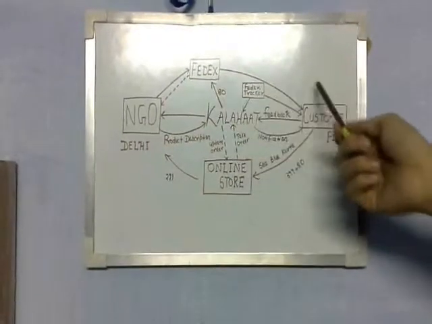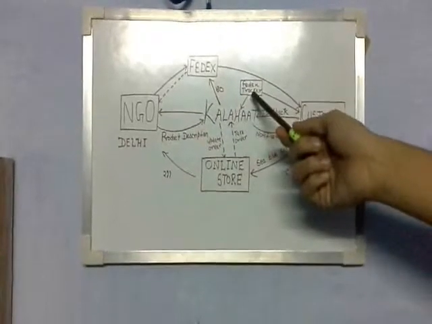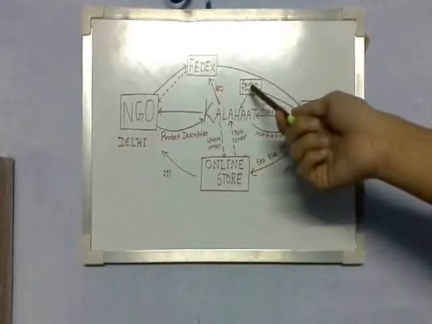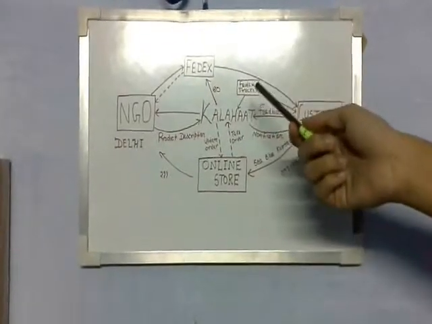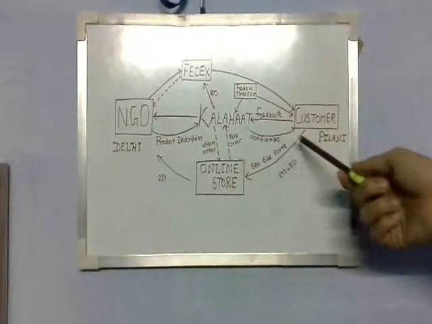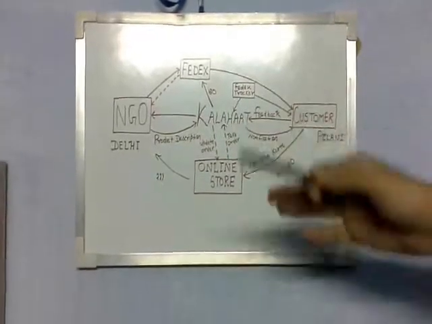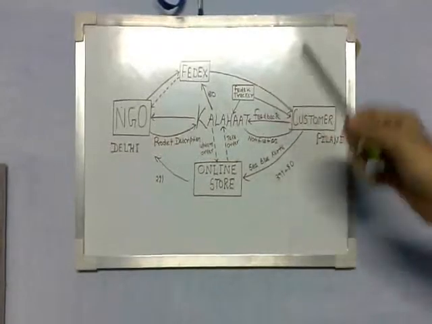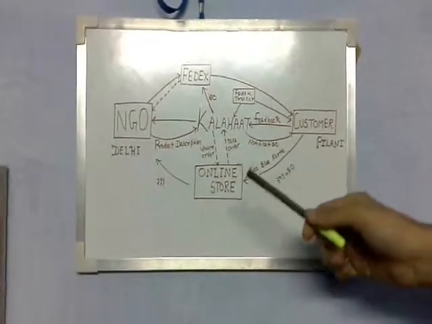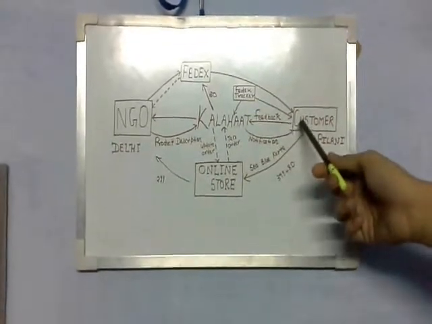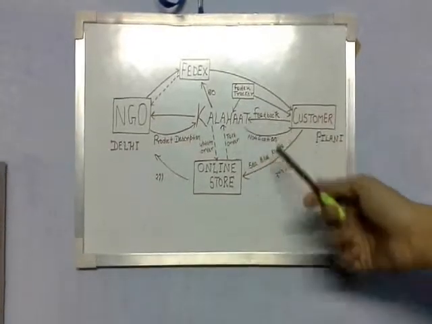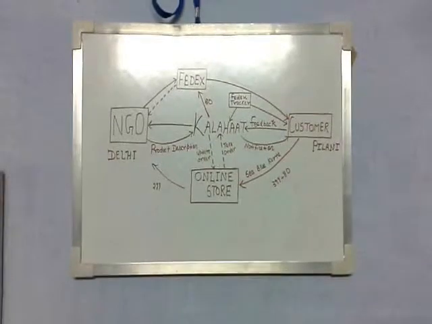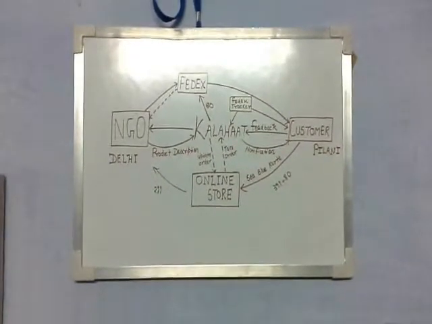While the product is in transition, Kalahart keeps an eye on the product through the FedEx tracker. Also, the customer can go to the FedEx tracker and see where his product has reached. While the product is in transition, Kalahart automatically notifies the customer of where his product has reached till the customer gets the product. After the customer gets the product, the customer sends us feedback telling us how the whole experience was and how Kalahart has helped the rural artisans of India.